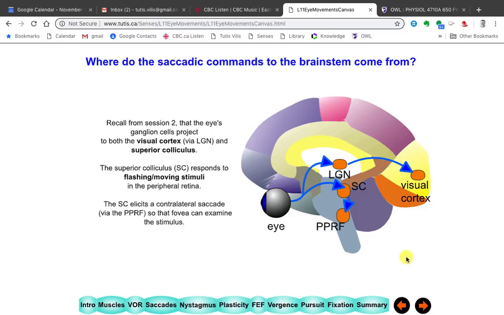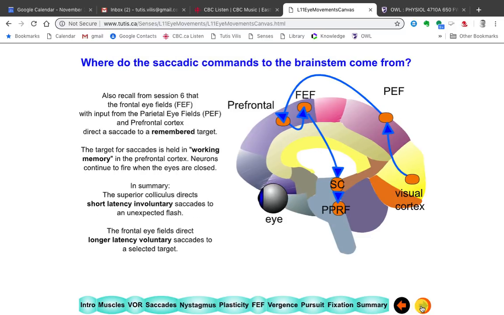Now you remember that the saccades had a quick pathway, one from the eye to the LGN and then superior colliculus, and now we know it goes to the PPRF and guides, starts the movement and stops the movement. We also know that a signal goes through another pathway, through the parietal eye field, through the prefrontal cortex, through the frontal eye field, and then down to the superior colliculus, and again through the same structure to start and stop saccades.